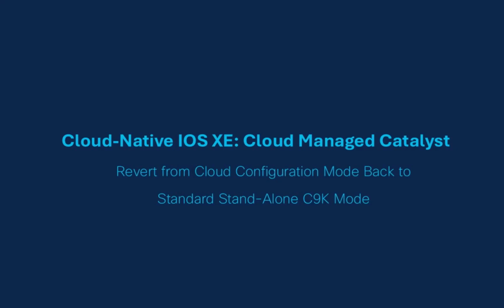In this video, I will demonstrate how to revert a Cisco Catalyst switch that is being managed in the Meraki dashboard in cloud configuration mode back to a standard standalone Cat 9K.